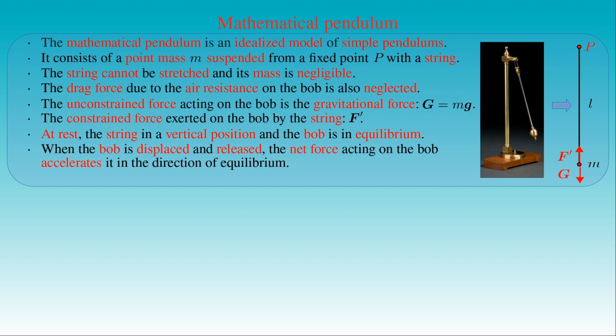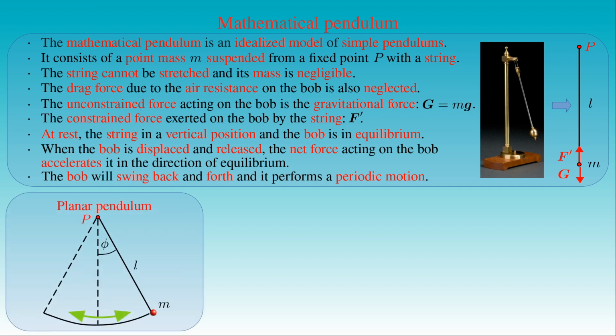As a result, the bob will swing back and forth around its equilibrium position along an arc between its turning points. In other words, the point mass in the idealized model starts a periodic motion or oscillation in a vertical plane. Therefore, the motion of the pendulum is planar motion, and the pendulum is also called planar pendulum, where the whole suspension string or rod moves along the vertical plane determined by the initial velocity of the bob.